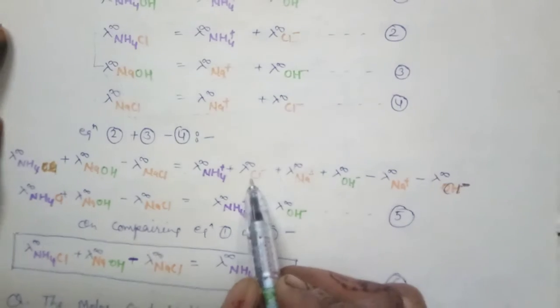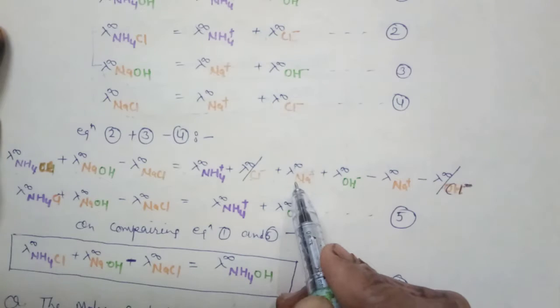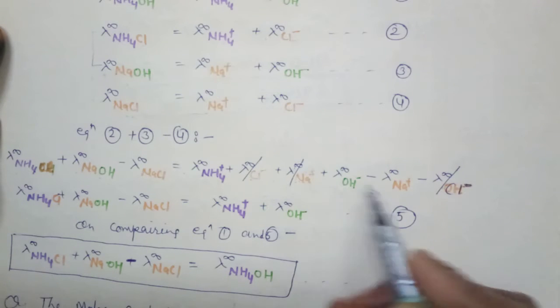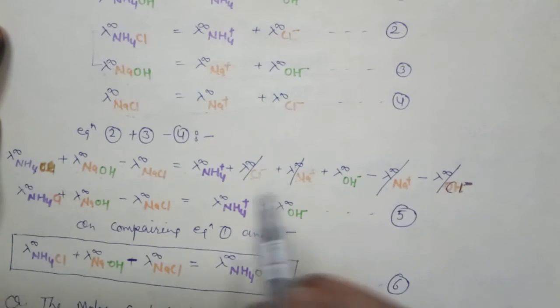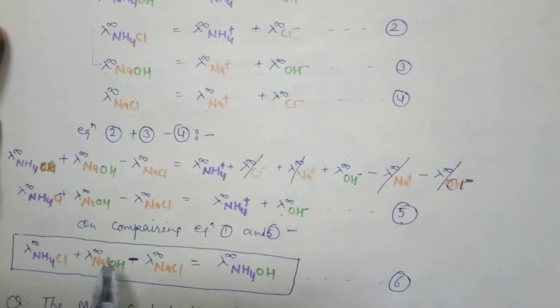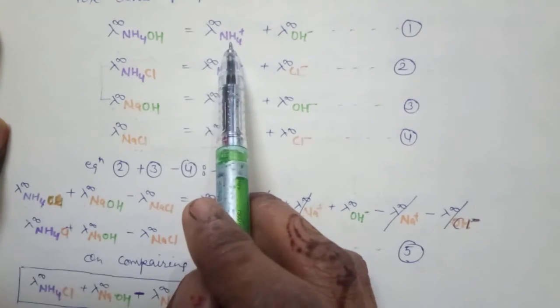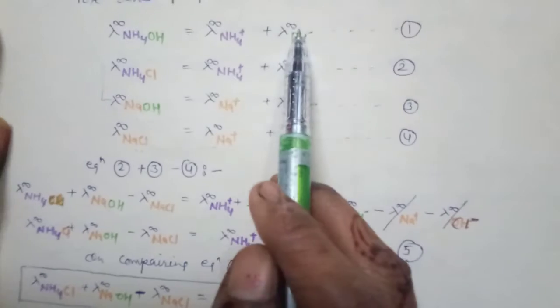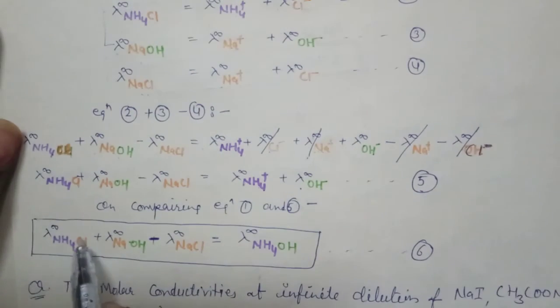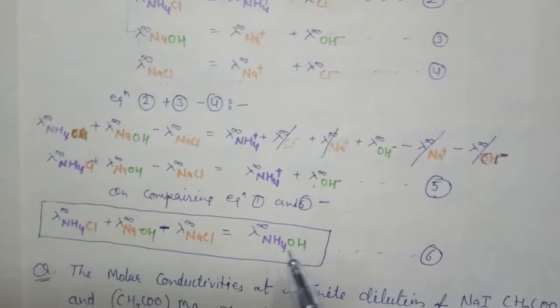Okay, lambda infinity Cl minus is cancelled out by minus lambda infinity Cl minus. Lambda infinity Na plus is cancelled by minus lambda infinity Na plus. So only two values are obtained. On comparing equations number 5 and 1, lambda infinity NH4OH is equal to lambda infinity NH4 plus plus lambda infinity OH minus. RHS are the same, so LHS will also be the same. So lambda infinity NH4Cl plus lambda infinity NaOH minus lambda infinity NaCl will be equal to lambda infinity NH4OH.